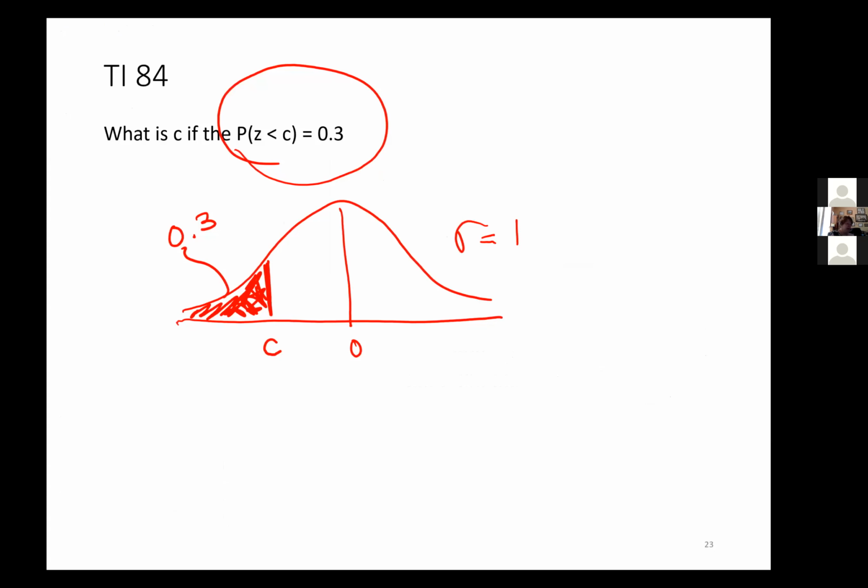So this value of c, this number right here, is -0.5244. And that is a good place to stop for today.